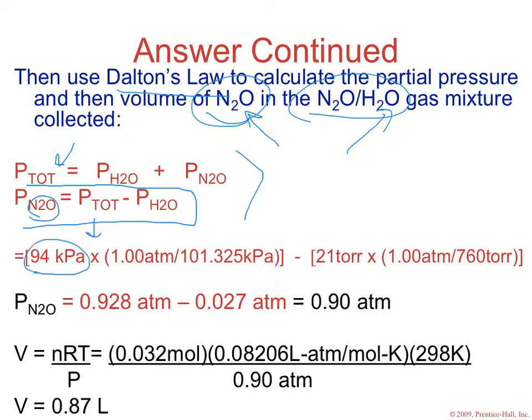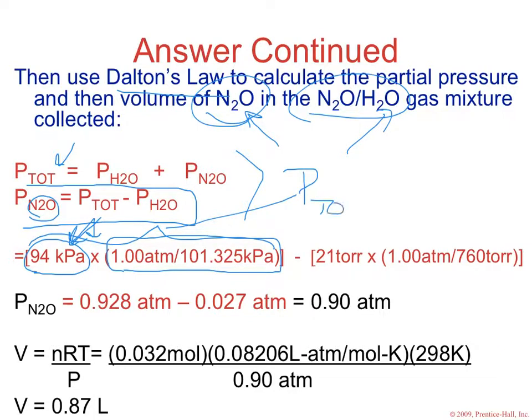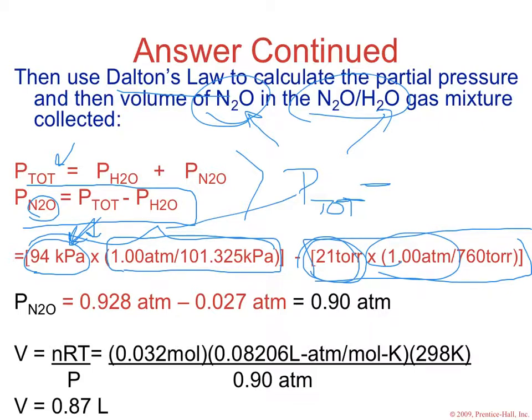The problem gave you the total pressure as 94 kilopascals. I'm going to convert that to atmospheres so that all of our units match. And so this whole portion is simply the total pressure. We're going to subtract from the total pressure the pressure due to the water vapor, which either the problem will give you or you'll be given a table of vapor pressures. The problem did tell you the temperature, so if you look at the temperature, the pressure for water vapor at that temperature is 21 torr. Again, converting it to atmospheres so that all the pressure readings are in the same units.